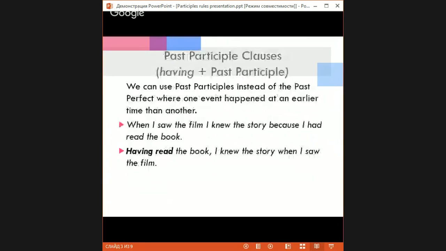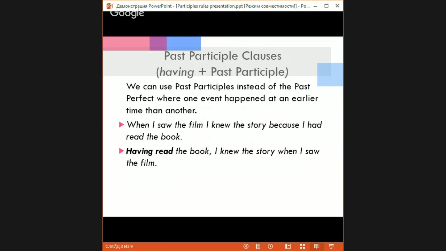Let's look at the next one. Past participle clauses. We form it using having and then the past participle. What is a past participle? This is a verb with an -ed ending, or if it is an irregular verb, we use it in the third form. The usual sentence: When I saw the film, I knew the story because I had read the book. Having read the book, I knew the story when I saw the film.